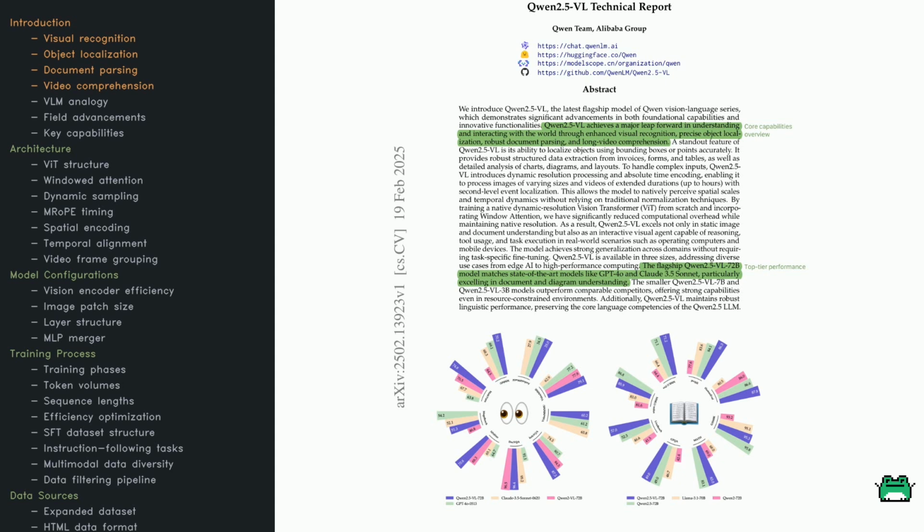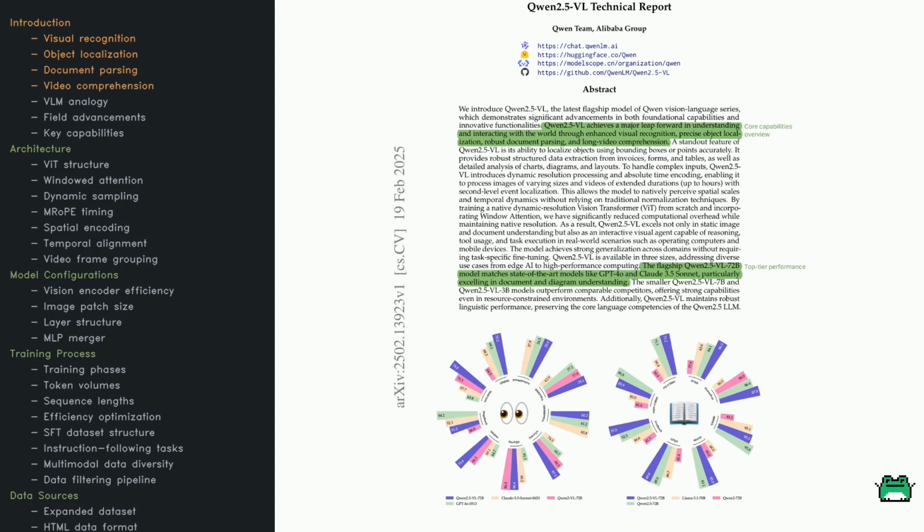Another noteworthy improvement is how it identifies objects. Instead of just drawing bounding boxes, it can now point directly at the exact part of the image. That means more precision. And for documents, it can handle invoices, forms, charts, you name it, and extract structured data effectively. How does it do all this so efficiently? By using something called window attention to process large images and long videos without demanding a huge amount of computational power.